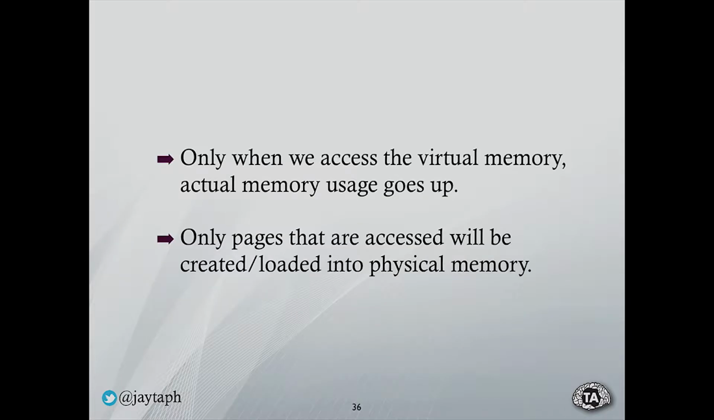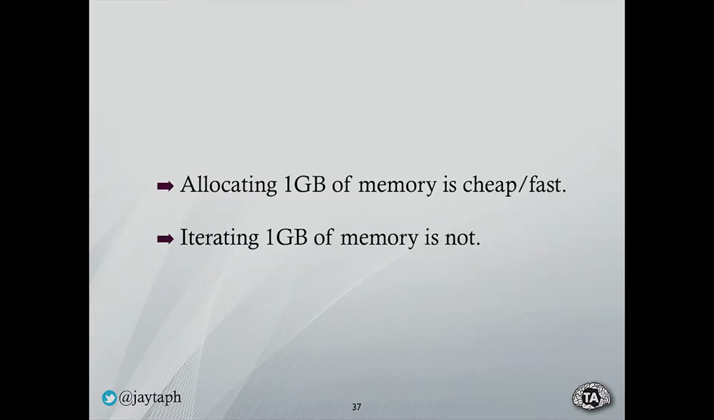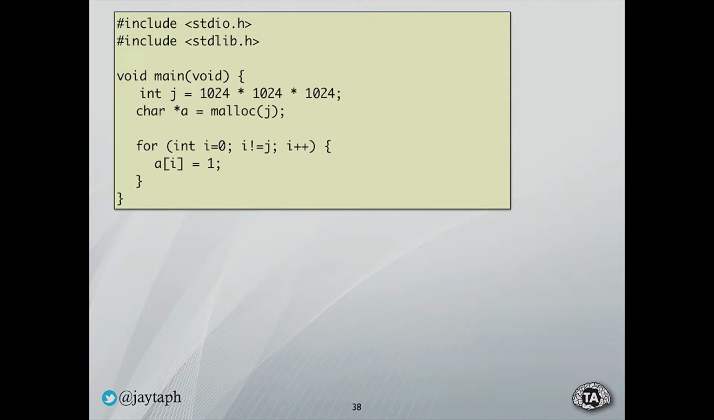Only when you access that virtual memory, when your application actually reads it, will the actual memory usage go up. Only pages that are accessed will be created or loaded into physical memory. So allocating 1 gigabyte of memory is a very cheap and very fast process. Iterating over 1 gigabyte of memory is not, because it needs to literally allocate that 1 gigabyte in physical memory.